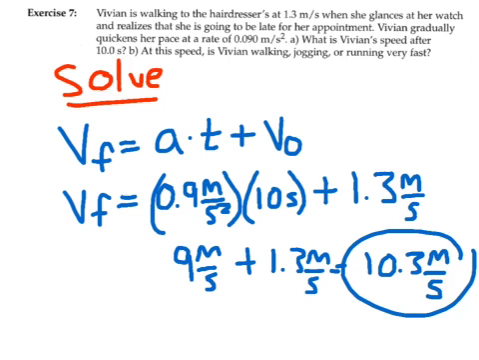First, Vivian was walking 1.3 meters per second, and then she gained a certain amount of speed as she was walking to her appointment, and right away I can see my mistake. Hopefully you did too. If she was increasing a speed of only 0.09 meters per second squared for 10 seconds, she's really not going to gain very much speed. I wrote down the wrong thing right here.